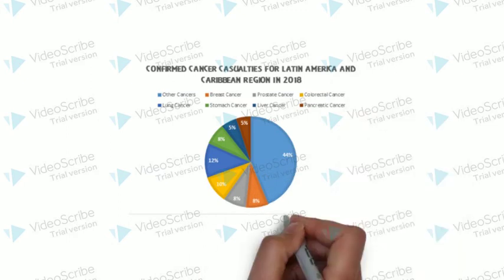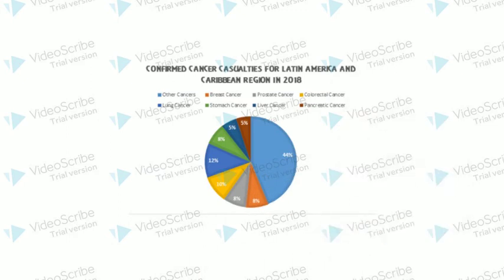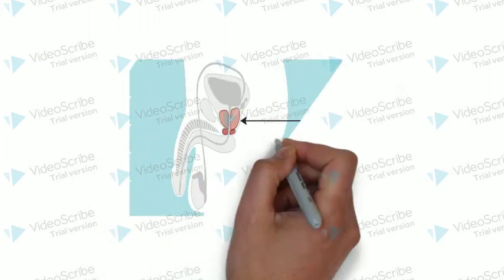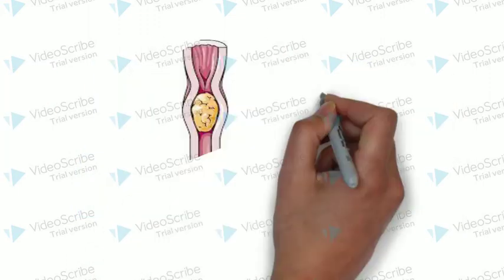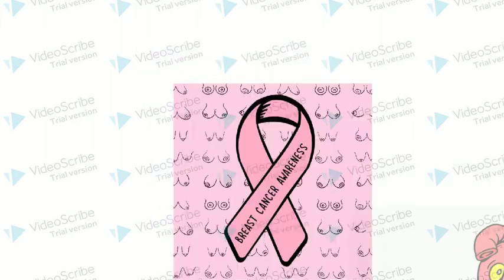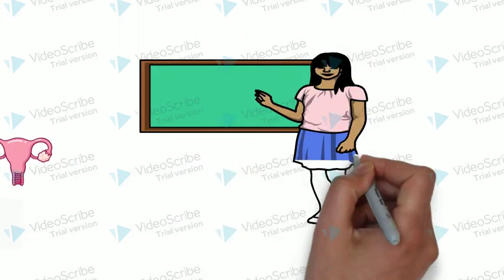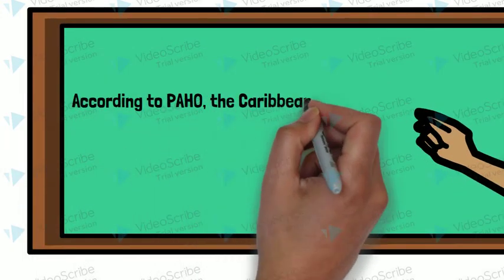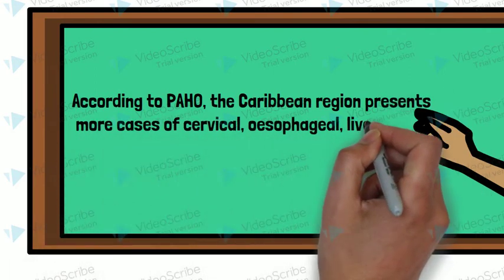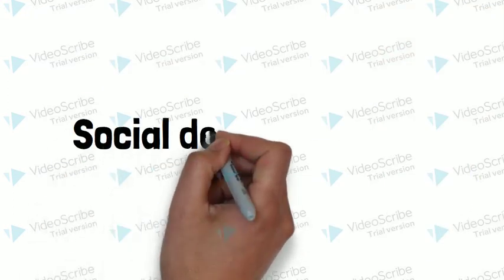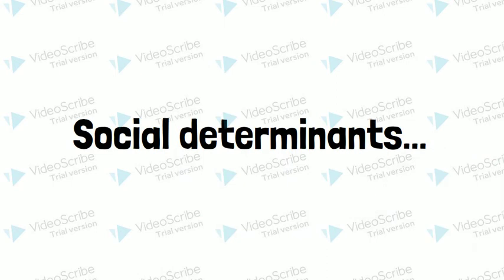So, the distribution of cancer incidence and mortality rates across the Caribbean region are dependent on social and biological factors such as ethnicity and gender. Within the populations in the Caribbean, men are generally predisposed to cancers of the stomach, prostate, lung, and esophagus, while women are predisposed to cancers of the breast, stomach, and cervix. According to PAHO, the Caribbean region presents more cases of cervical, esophageal, liver, and stomach cancers than developed countries of North America.